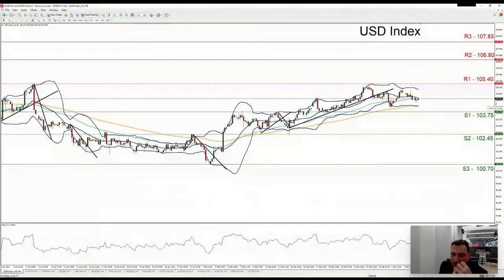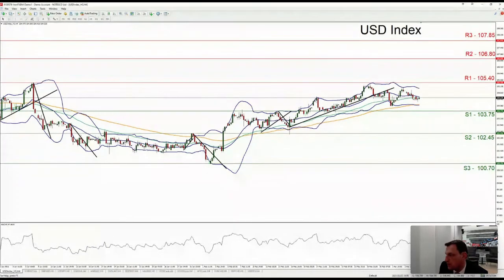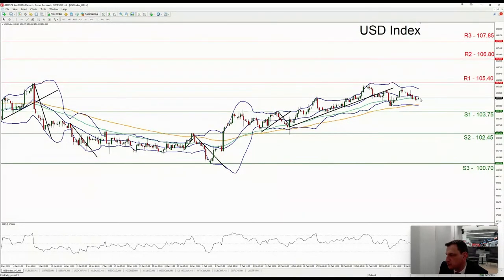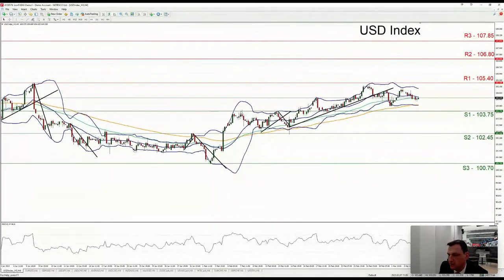On the flip side, the bears take over. We expect the price action to drop, break the 103.75, which provides support beautifully here and resistance here. So it was tested on both sides, also provided support here.